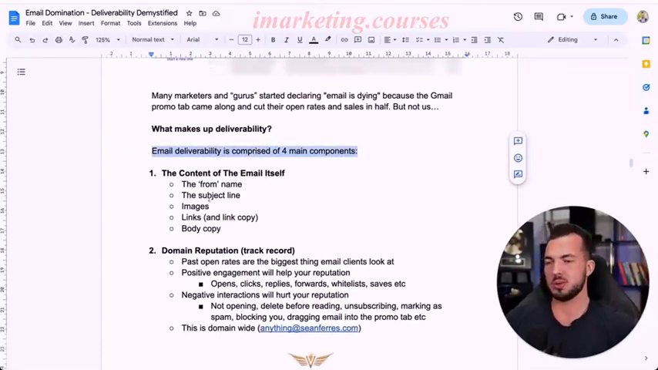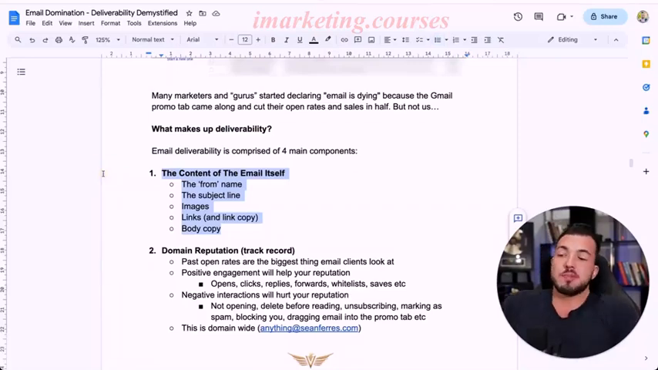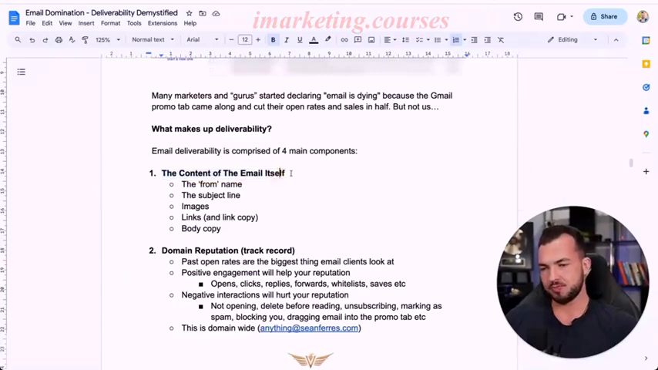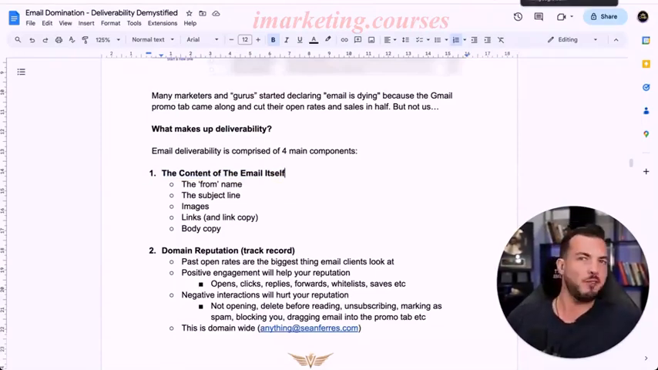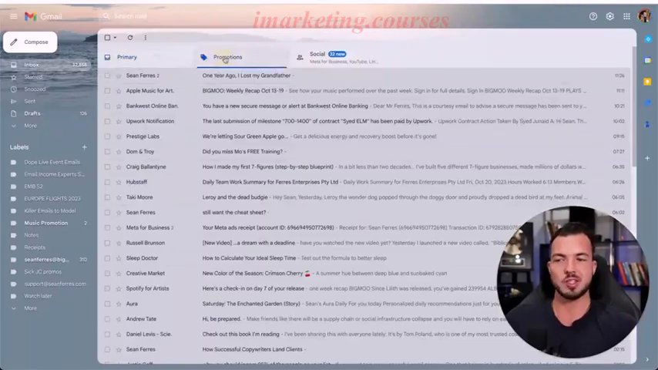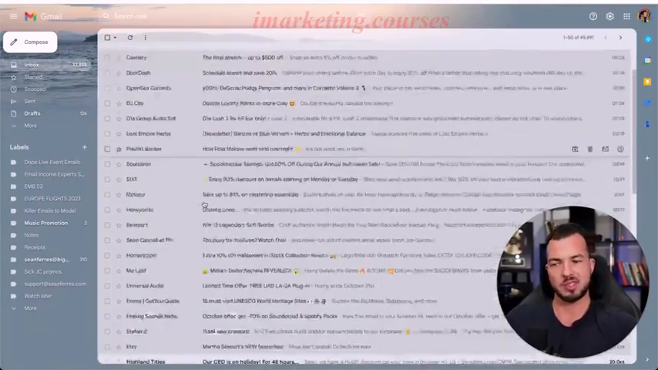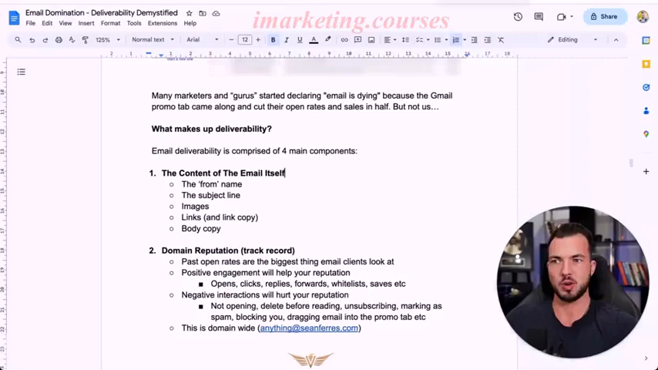I'm going to try and keep this as simple as I can. So the first main component, and really the only one that people seem to understand or talk about, the surface level one, is the content of the email itself. Okay. So if you're using super salesy language and all your emails are like, click here, buy now, 50% off, sales, discount, right? Then that kind of very promotional language, Gmail's screening for that, and it's probably going to put you in the promotions tab. Makes sense because it's a promotional email.